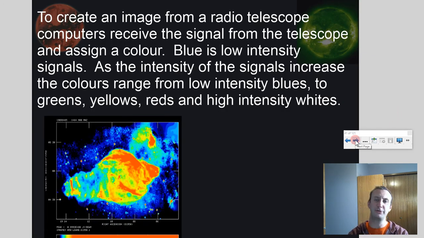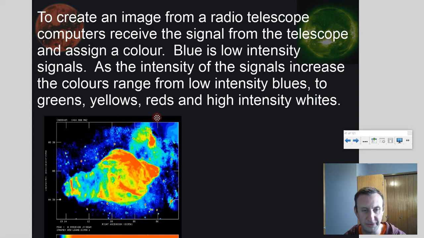So to create an image from a radio telescope, computers receive the signal from the telescope and assign a color. And the color is based on how intense the signal is at that point. So blue is lower intensity, and then as we get higher and higher in intensity, we get greens, yellows, reds, and then finally whites for the highest intensity.